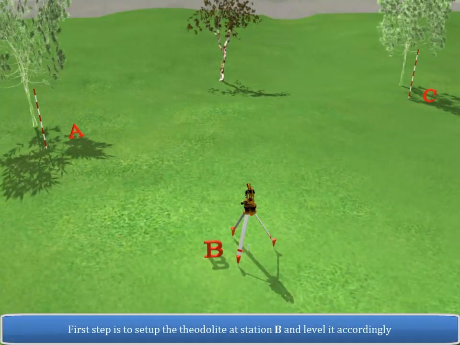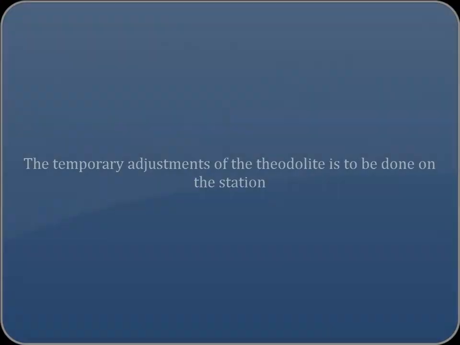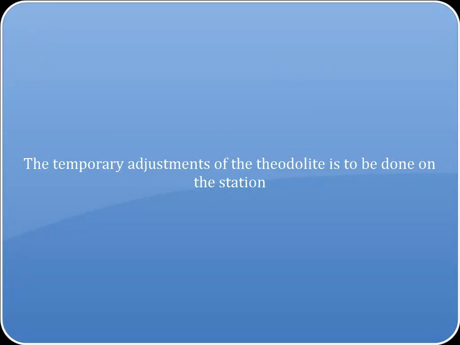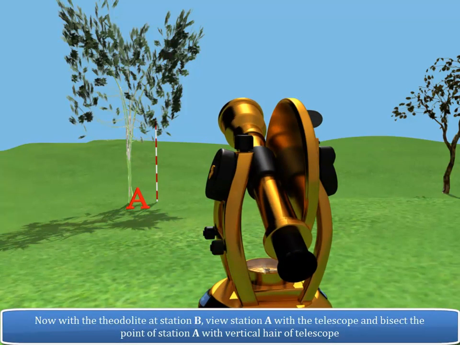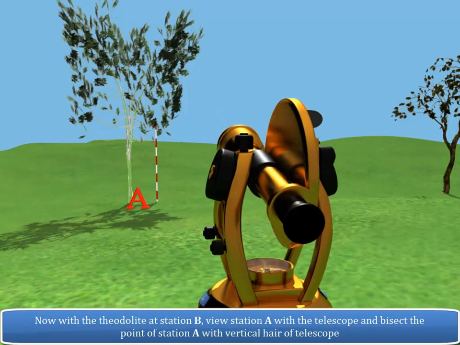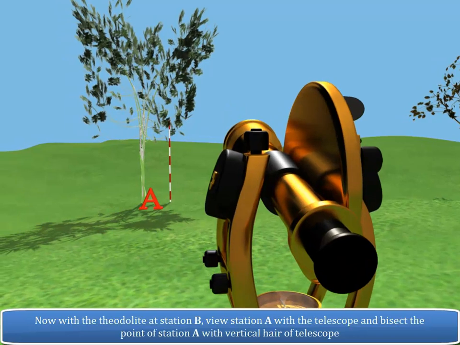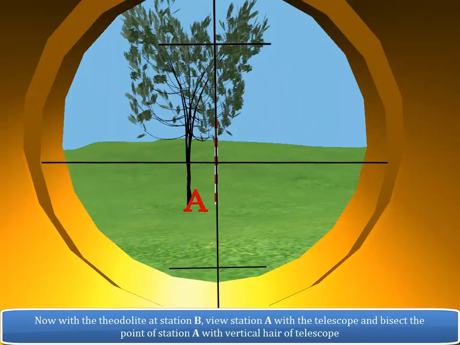The first step is to set up the theodolite at station B and level it accordingly. The temporary adjustments of the theodolite are to be done on the station. Now, with the theodolite at station B, view station A with the telescope and bisect the point of station A with the vertical hair of the telescope.